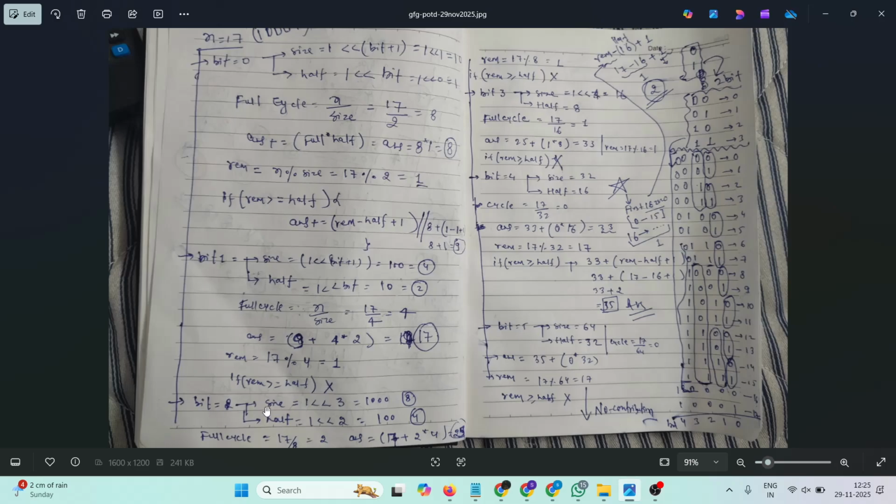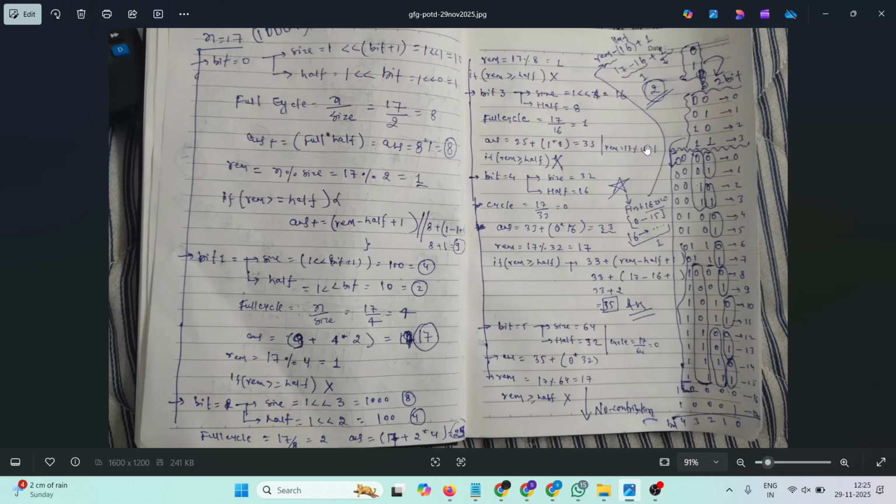Now if n equals 2, then this becomes a cycle of 8, so half is 4. This again is going to contribute 8, so 17 plus 8 is 25. If you take the remainder, it is 1, which is again less than half, so that is not going to contribute. Now if we talk about bit 3, the size is 16, so half is 8. One cycle is there, so 1 into 8, and the total becomes 33.